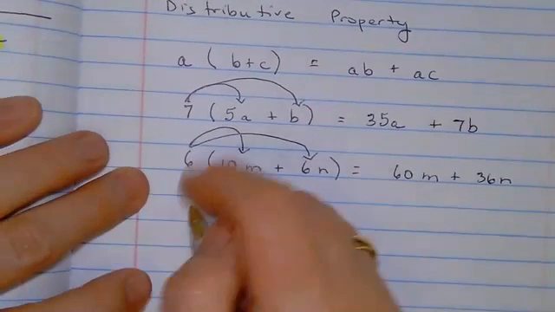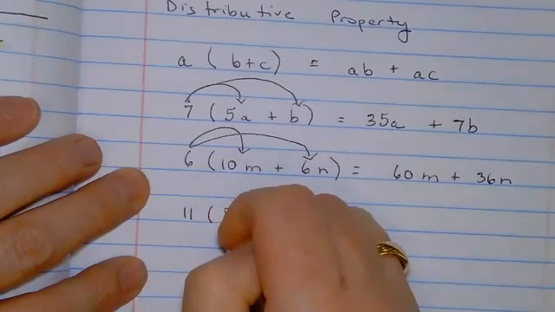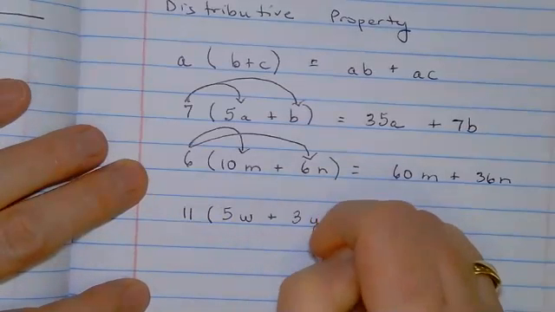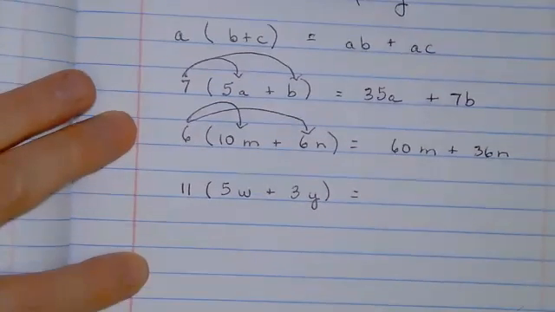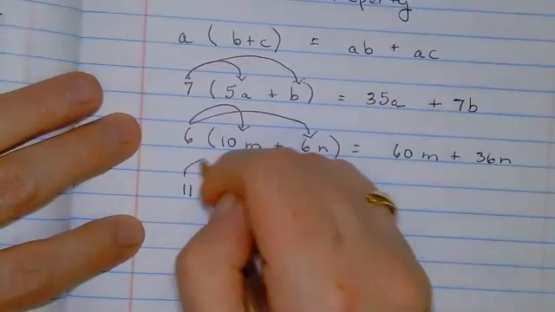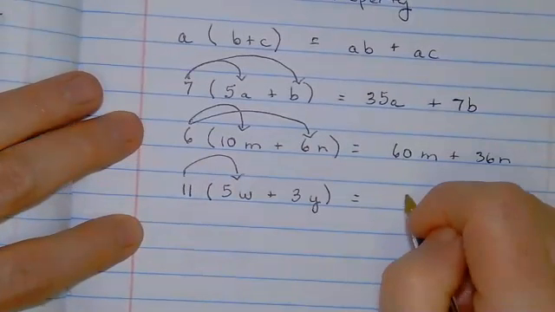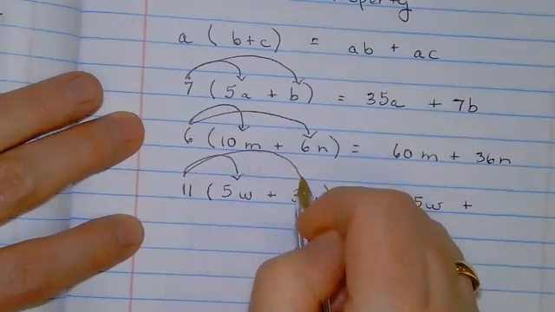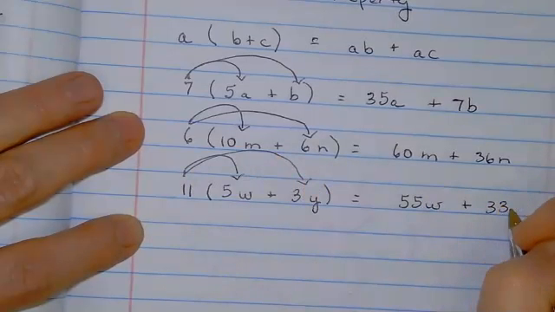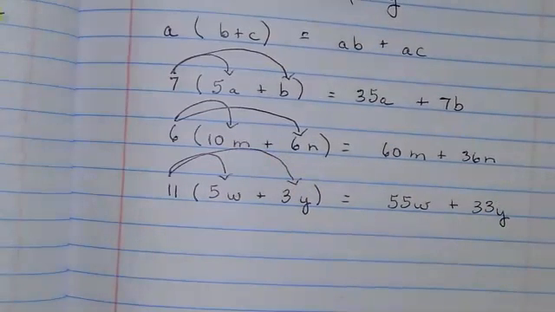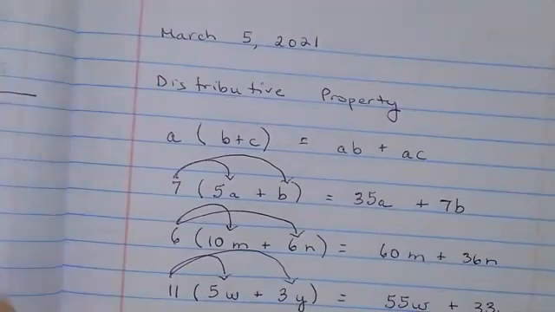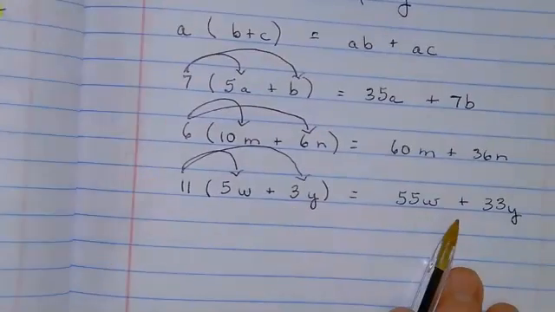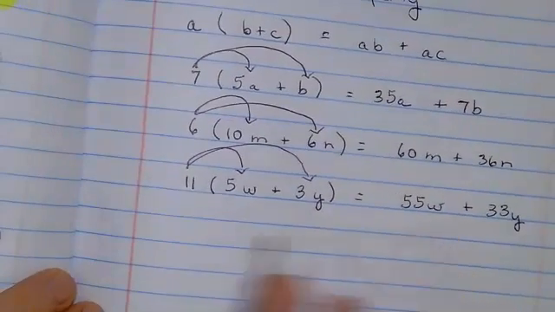All right, and let's do one more. Let's do 11 times 5W plus 3Y. Okay, it's 11 times everything inside. So we're going to do 11 times this first. 55W. Then put in our plus sign, and then 11 times 3Y, so 33Y. Okay, so that's the distributive property, and there will be problems like this on the quiz, so I'll give you this part, and I'll say, okay, give me that part. All right, so it's going to look like this.